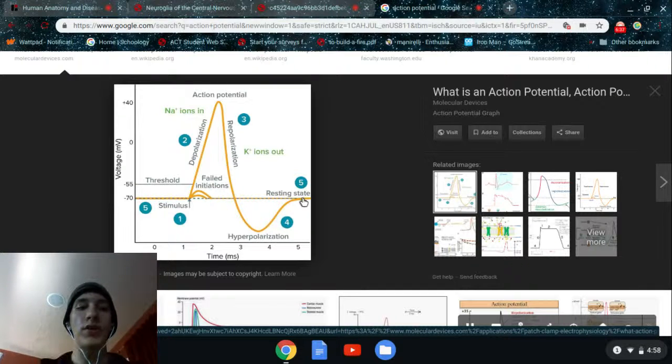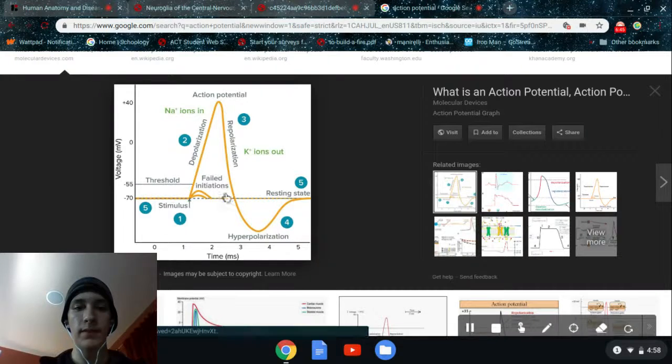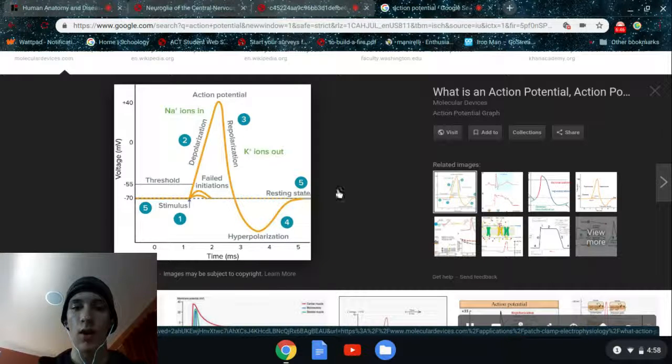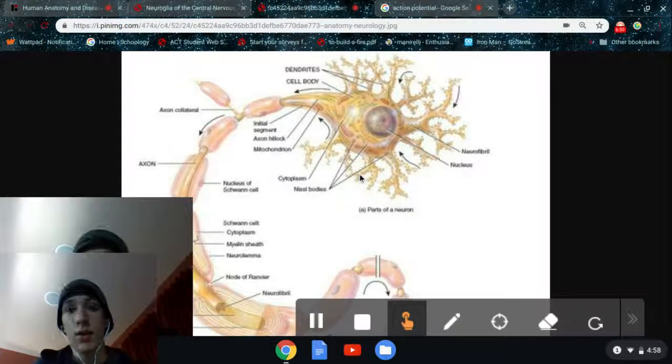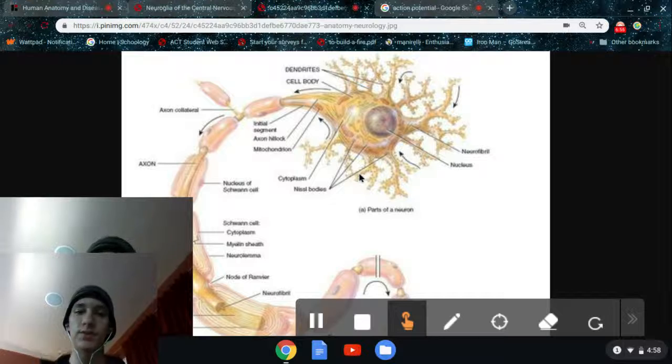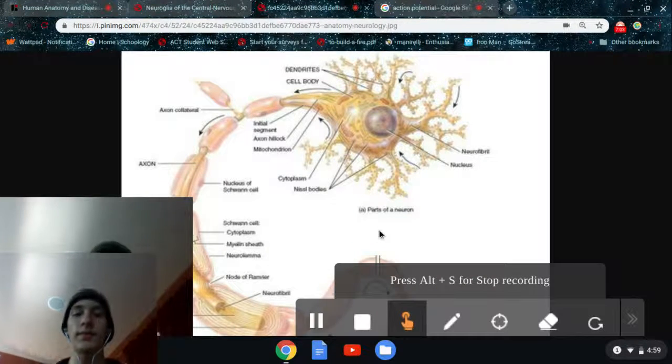And this whole thing can happen in 15 milliseconds. This whole thing, from here all the way to when it's ready to fire again, happens in 15 milliseconds. So that's pretty darn fast, or at least in each segment. So yeah, every 15 milliseconds, a neuron can start another level of stimulus.